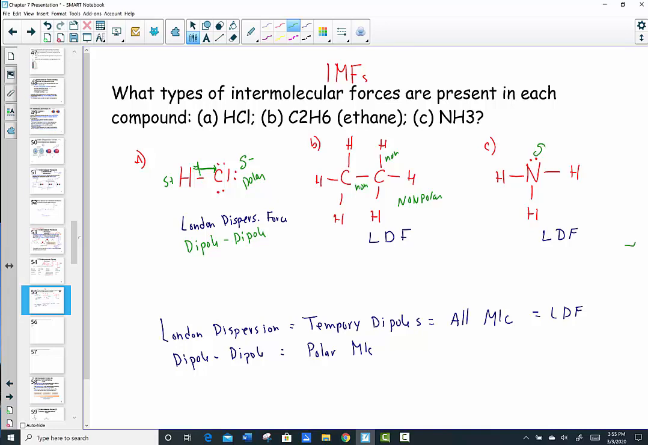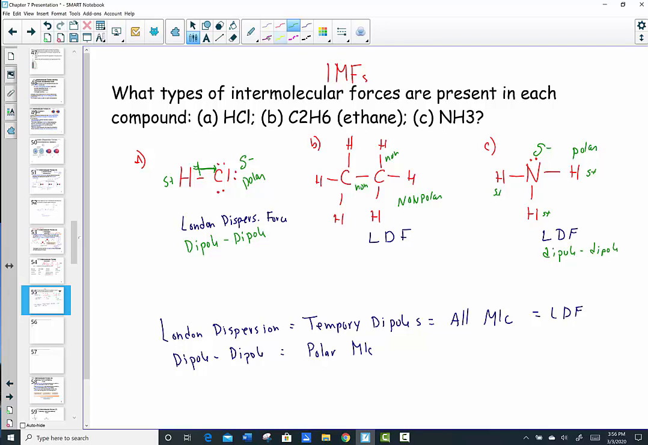Right here on the nitrogen is a very electron-rich area, making these hydrogens partial positives. So this is a polar molecule, an unequal distribution of charge with that lone pair of electrons on the nitrogen. So that means, yes, it meets the criteria of dipole-dipole interactions. All polar molecules will have dipole-dipole.